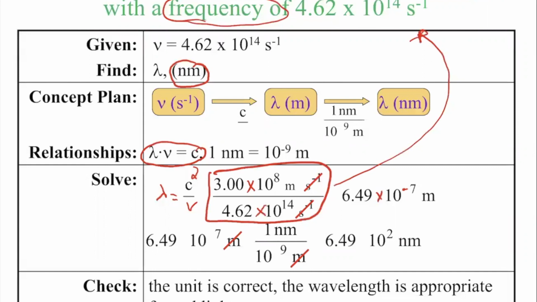But you need to go to nanometers. So how are we going to do that? 1 nanometer equals 10 to the negative 9 meters. So when we do this calculation, you're going to end up with this wavelength, 6.49 times 10 to the second nanometers. It is extremely important that you know how to go from meters to nanometers.